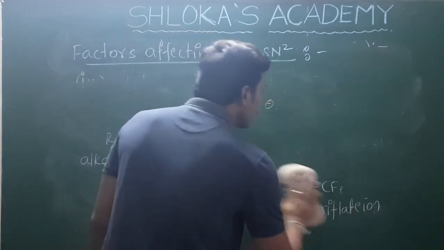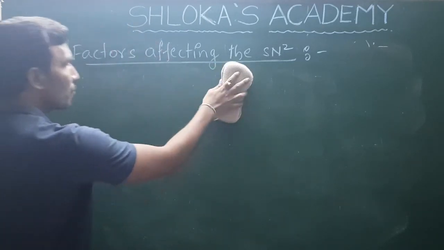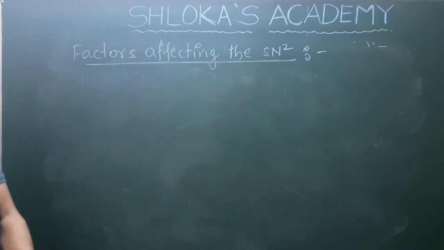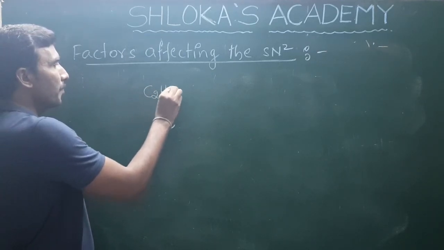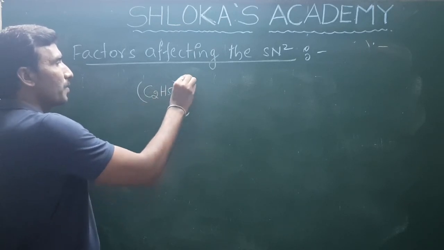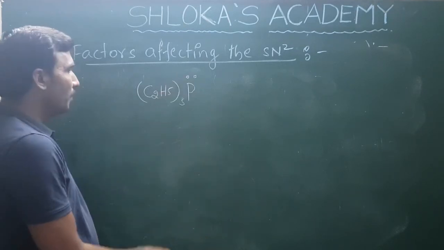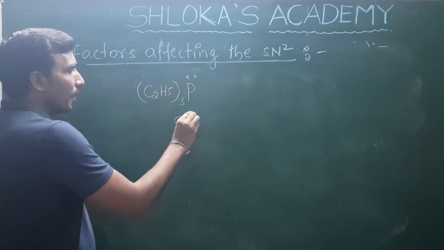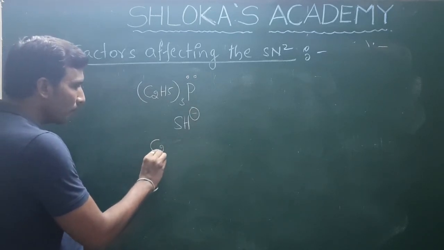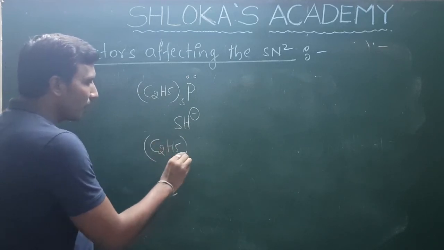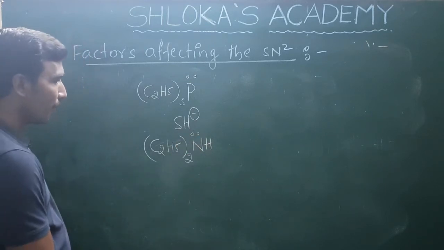Next, I said nucleophile, no? A strong nucleophile favors the SN2. So what are the nucleophiles? I will give a list of some nucleophiles. I can take (C2H5)3P. Phosphorus has a lone pair that it can donate, a good nucleophile. Then SH minus, then (C2H5)2NH, a secondary amine. This is also a good nucleophile.